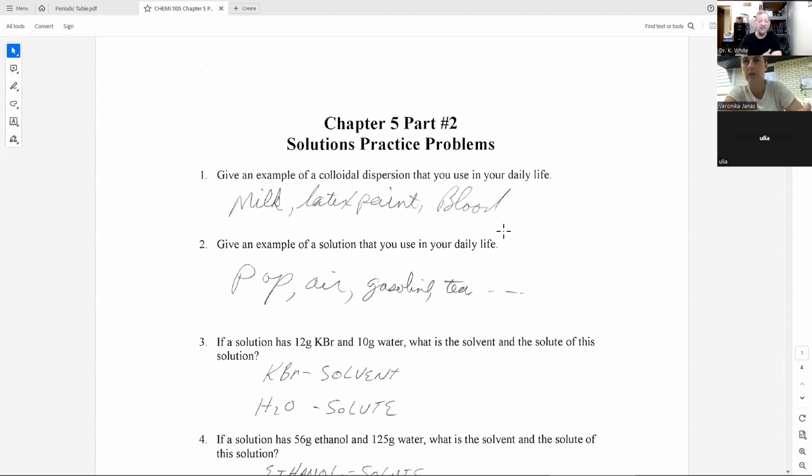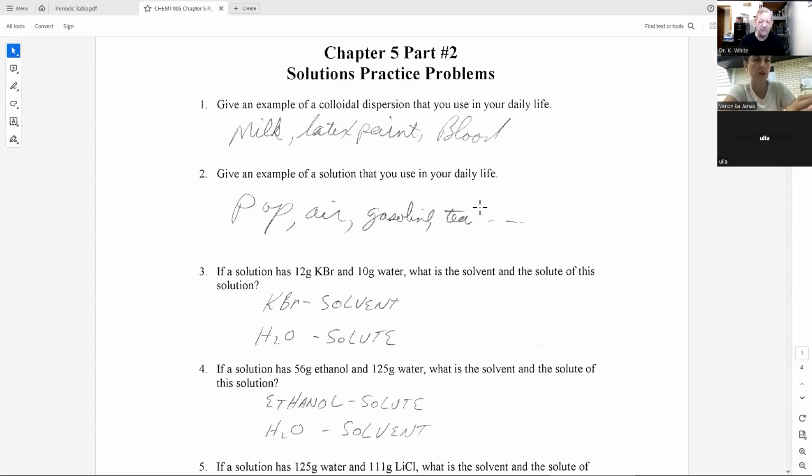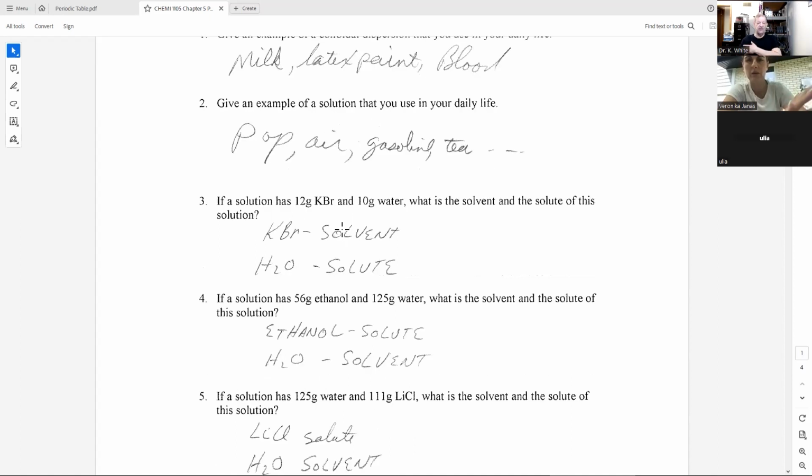Oh, I'm sorry, I have this. This was back when students still could read cursive. Anyways, milk, latex paint, and blood are all examples of colloidal dispersion. Give an example of a solution that you could use in your daily life. Pop, air, gasoline, tea. There are many more you could pick. Mouthwash, those are all solutions.